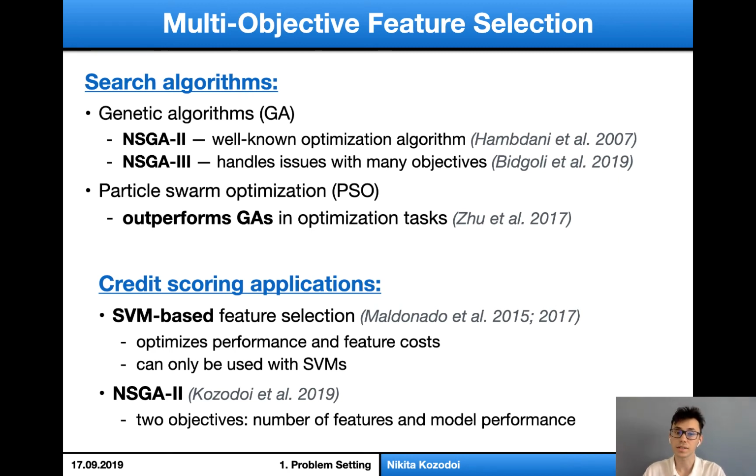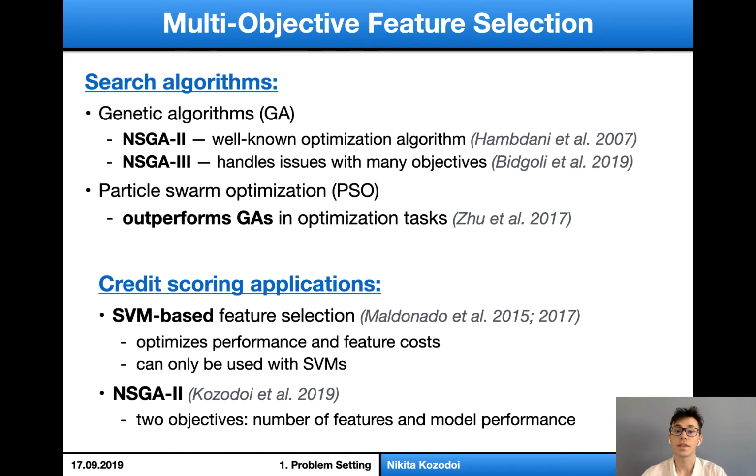Maldonado and colleagues developed a feature selection method embedded in the support vector machine. It allows optimizing performance of the model and cost of the features, but the disadvantage of this method is that it can only be used with support vector machines. Another study has used NSGA2 to perform multi-objective feature selection. They only used the number of features and the model performance as two objectives.